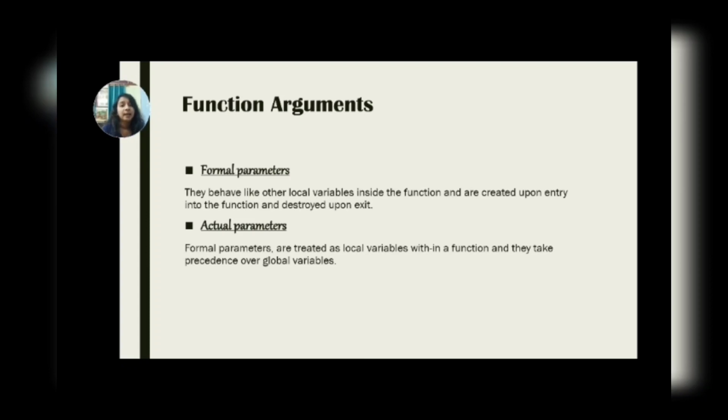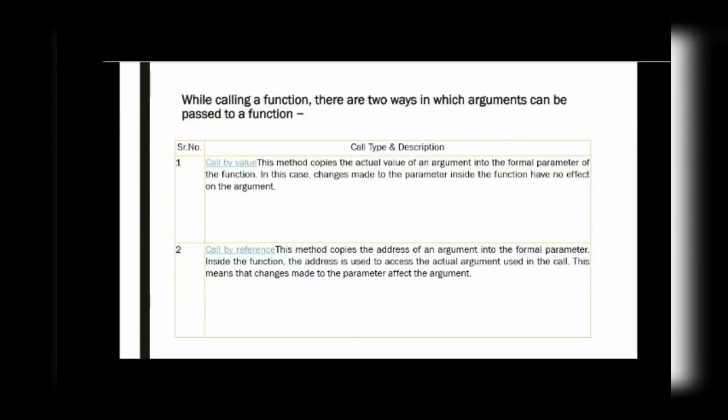But the actual parameters are the ones which are passed by the user. They are treated as local variables within a function and they take precedence over global variables. Now what are global variables? That's entirely a different topic. But just remember, actual parameters are the ones which are passed.